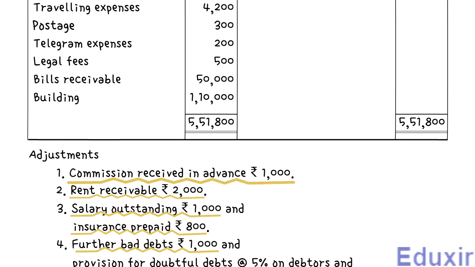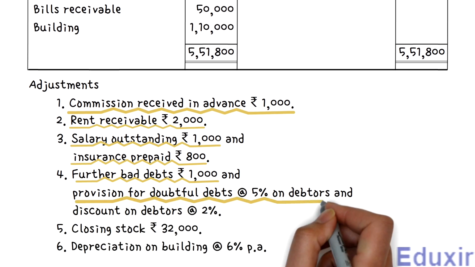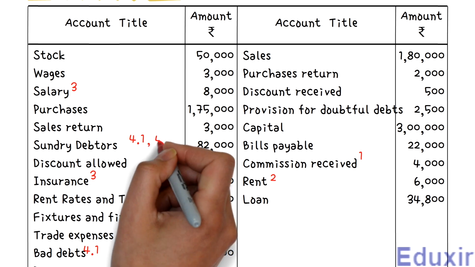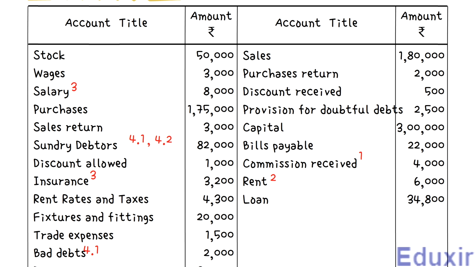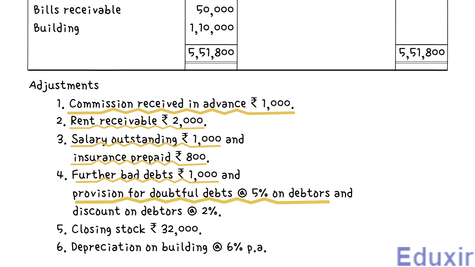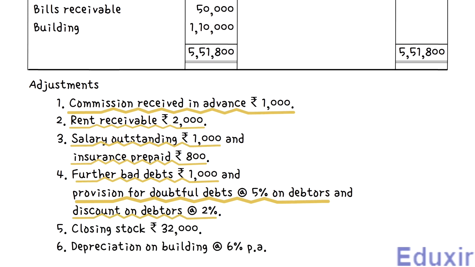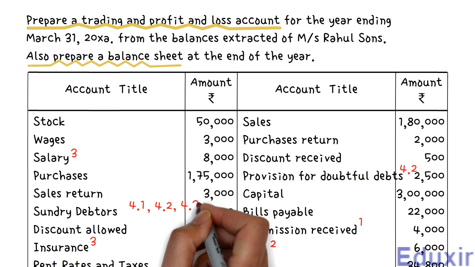The next adjustment is related to the provision for doubtful debts. This will adjust the debtors in the balance sheet. This will also adjust the bad debts in the profit and loss account. When we make a new provision for doubtful debts, we should also consider the old provision for doubtful debts. Now the next adjustment is related to the discount on the debtors. Note that this is a separate expense and it should go into the profit and loss account. Also, it will affect the debtors in the balance sheet.